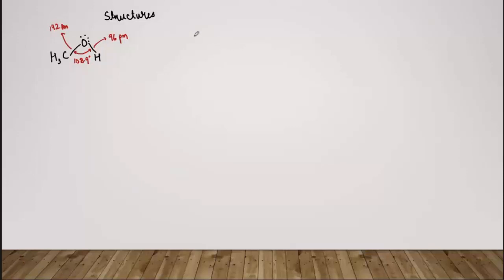So here this is O. These are the lone pairs and this is H. Now coming to the simplest ether, I am choosing dimethyl ether for this purpose. In this case, the bond angle between O and H is 109 degrees and this bond length is 136 picometers.